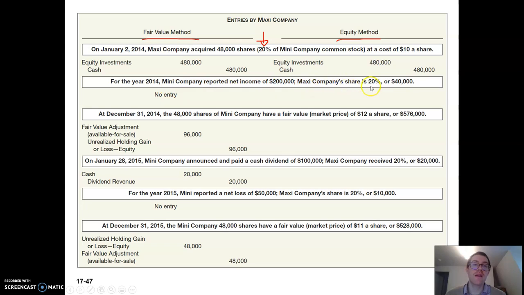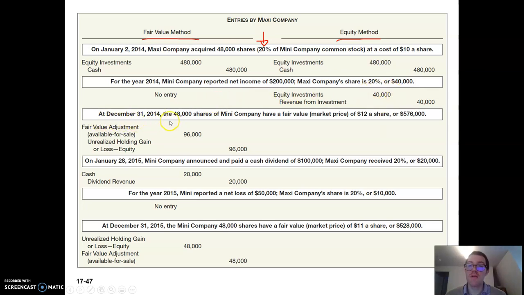Starts out the same. So then during 2014, Mini Company reports net income of $200,000. Maxi Company's share of that is, of course, 20%, or $40,000. Under the fair value method, we have no journal entry. We don't care, accounting-wise, about their net income. Under the equity method, however, we recognize revenue from investment, sometimes called investment revenue, and that equity investment account, the base, will go up by that amount as well.